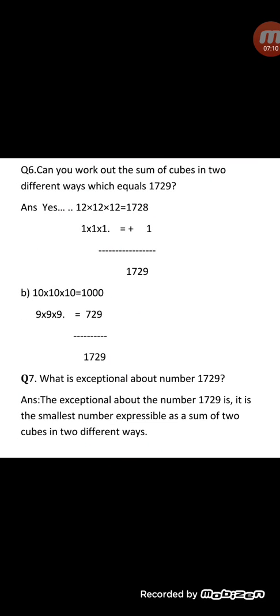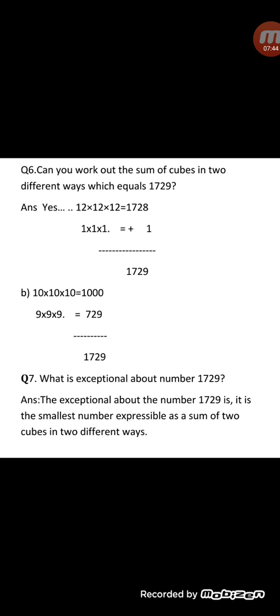Can you work out the sum in cubes in two different ways? I have given you, right? Yes. When you multiply 12 three times, you get 1728. And then the least number 1, when you multiply 3 times, you get 1. And when you add the sum of both the cubes, you should get 1729. That is 1729.